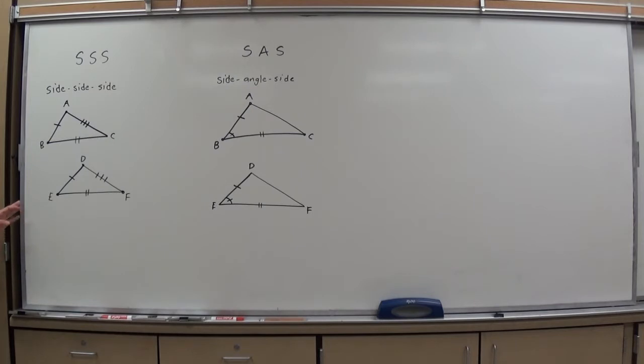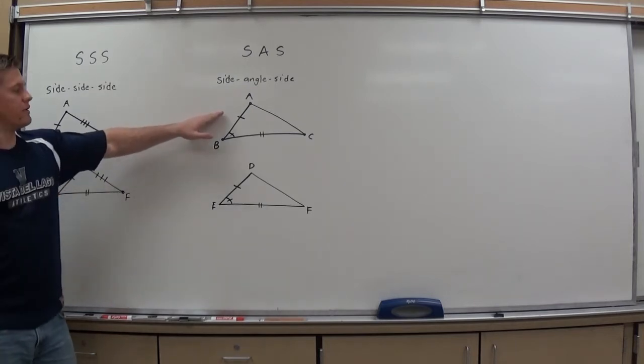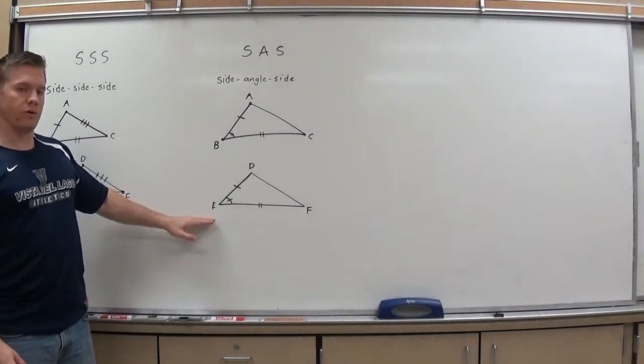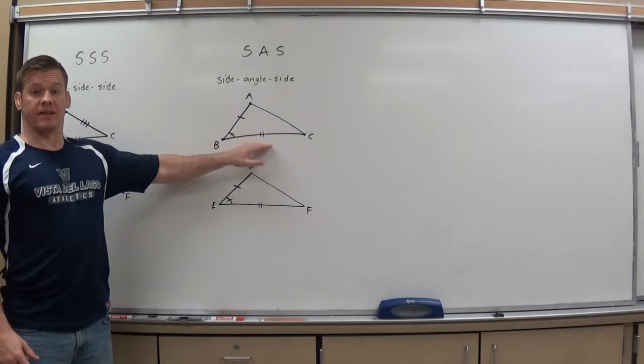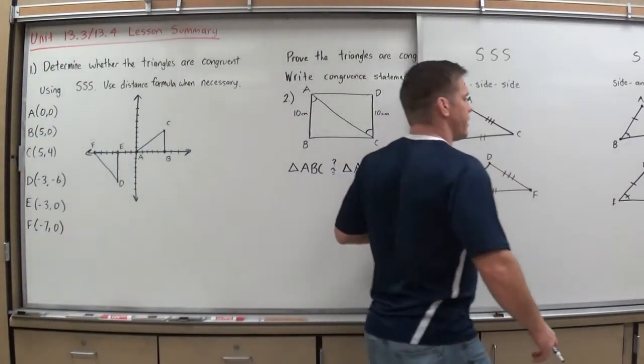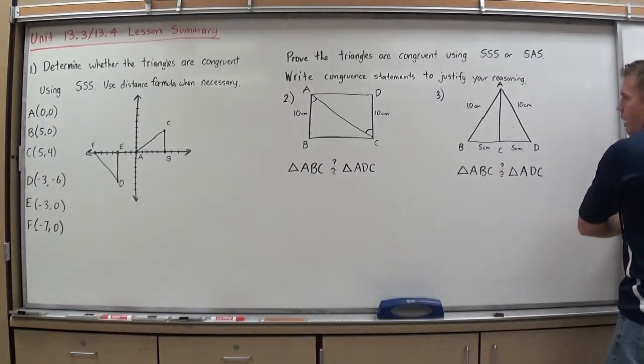So it's side-side-side, where corresponding sides are congruent, and side-angle-side, where a corresponding side is congruent to its corresponding side, the angle in between is congruent to the angle in between, and a second side is congruent to the second side. So let's take a look at what that might look like in terms of a problem.